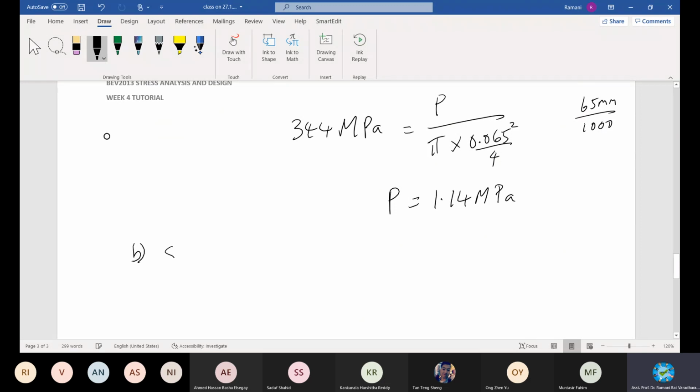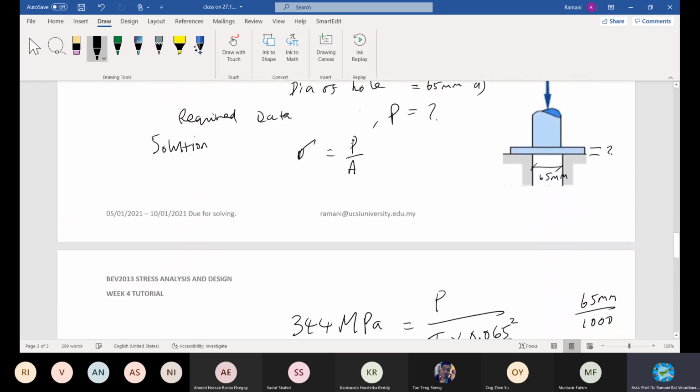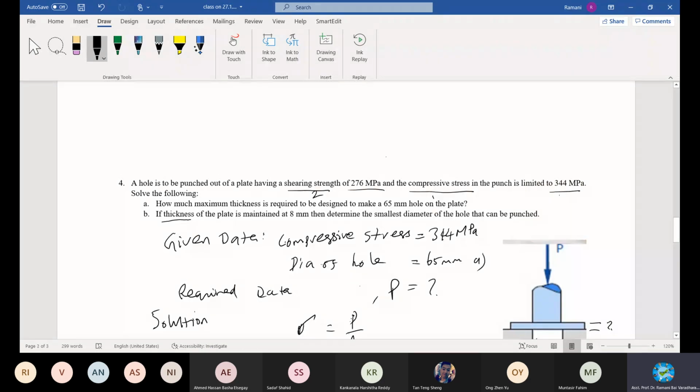Second part B, shear stress. Shear stress is given to you, tau. Shear stress is 276 megapascal, right? And what are the other dimensions? Diameter of the hole. No, you need to find the thickness of the plate at 8 mm. Then determine the smallest diameter of the hole that can be made. Okay, so sorry, thickness is given, right?